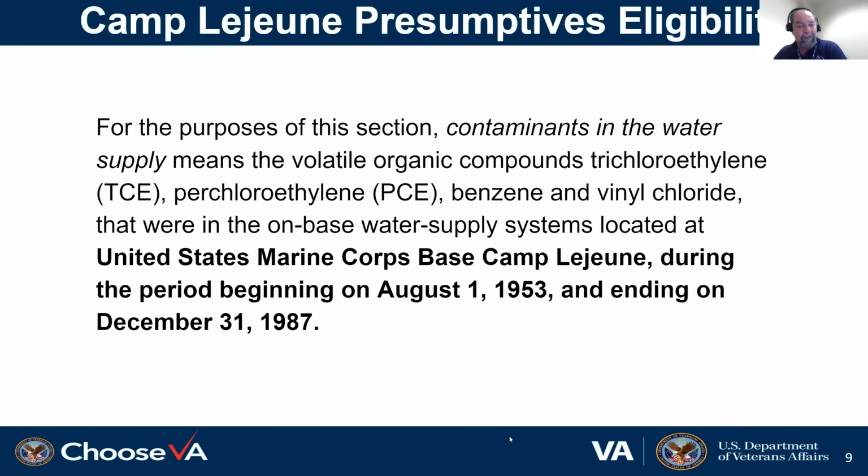So for the purpose of this section, contaminants in the water supply means the volatile organic compounds, benzenes and vinyl chlorides that were in the on-base water supply system located at the United States Marine Corps base Camp Lejeune during the period beginning on August 1st, 1953 and ending on December 31st, 1987.